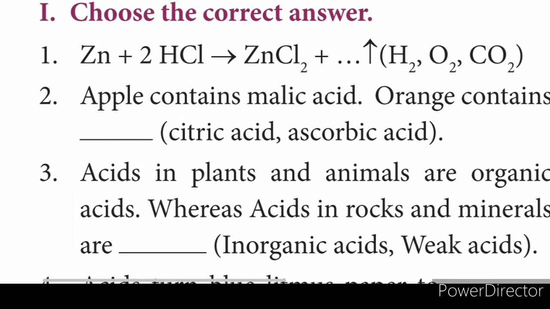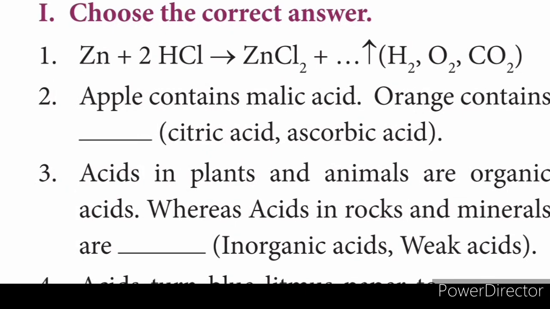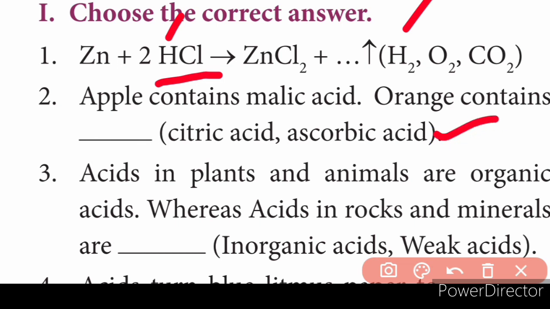Textbook exercise: zinc plus 2 HCl gives zinc chloride plus what will come? Hydrogen, oxygen or carbon dioxide? Because this is an acid, one hydrogen atom gets replaced. So H2 is a gas which gets released here. H2 is the answer. Apple contains malic acid. Orange contains ascorbic acid. The answer is ascorbic acid.